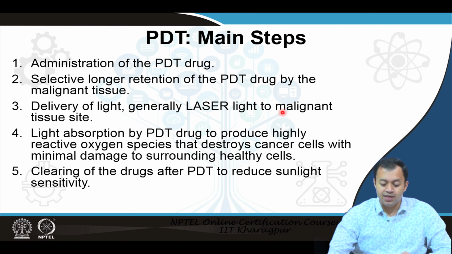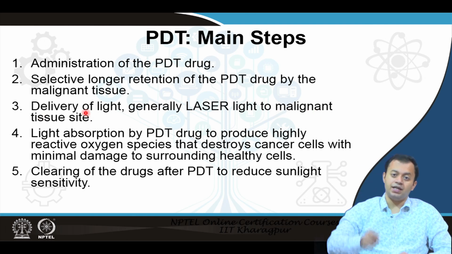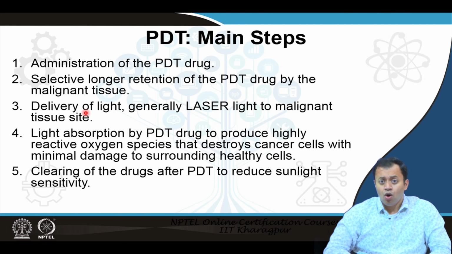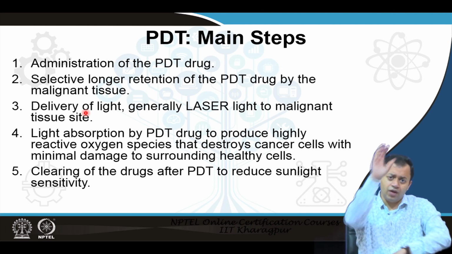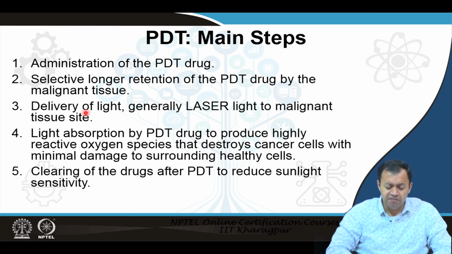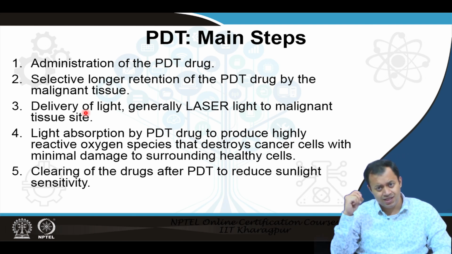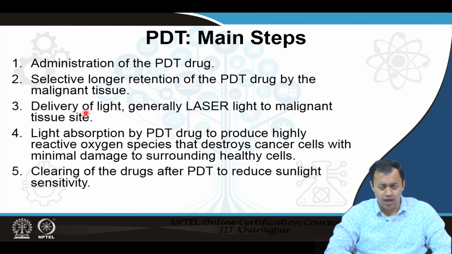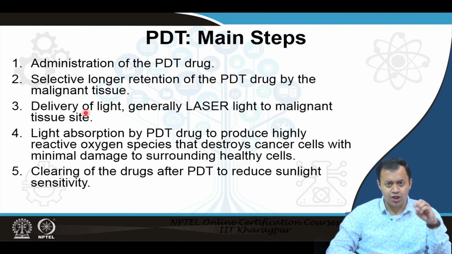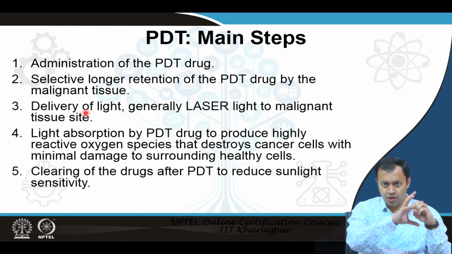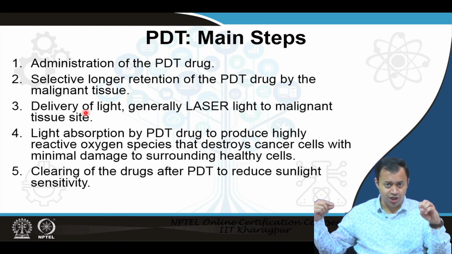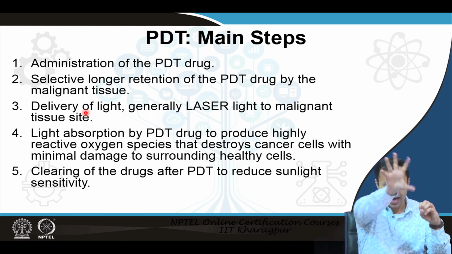Delivery of light, generally laser light, into the malignant tissue site, either by entering through a fiber, or if it is on a skin area, you can externally shine light onto it. If it is reachable through an orifice, you just insert it, or if it is somewhere else, you make some sort of a keyhole surgery and then insert the light. Remember, if this is the tissue, light has to reach this place. It does not mean the fiber has to reach this place. The fiber can be a few millimeter, a few centimeter away, just like your torch light, you switch it on and the light emanates out of it.